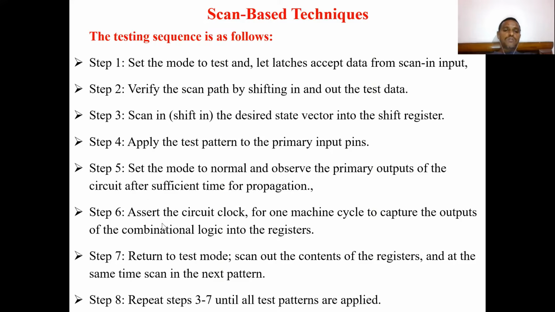Next, assert the circuit clock for one machine cycle to capture the outputs of the combinational logic into registers. Now return to the test mode, scan out the contents of the register, and at the same time scan in the test patterns. Whatever you get at this point is scanned out, and at the same time we compare it with the primary outputs to predict the defect or fault, whether the circuit is giving correct output or not. So this is the testing sequence of this scan-based technique.